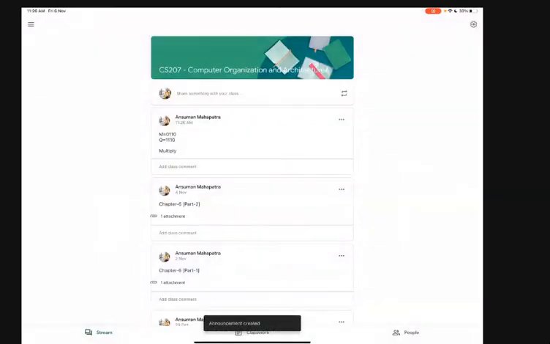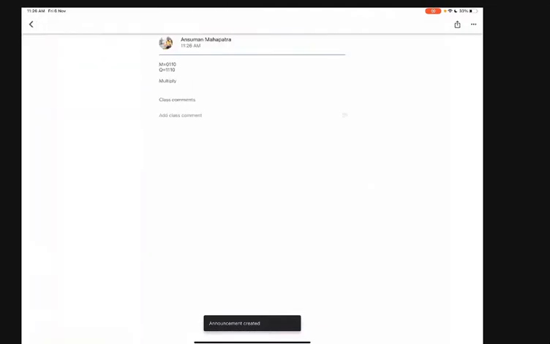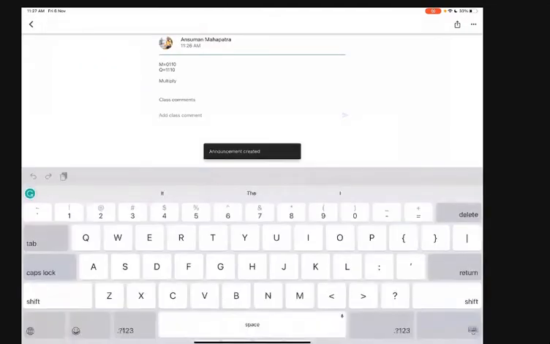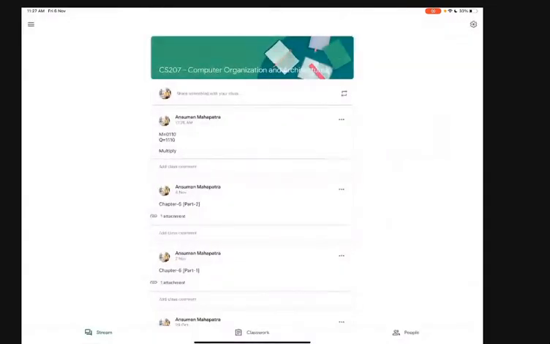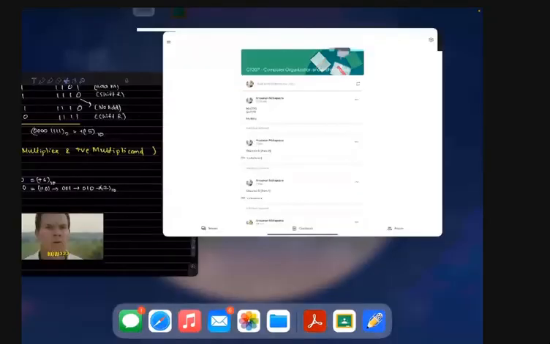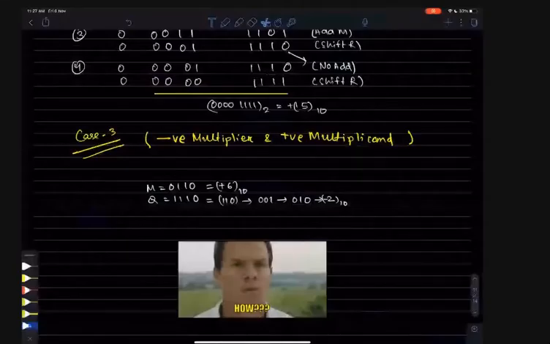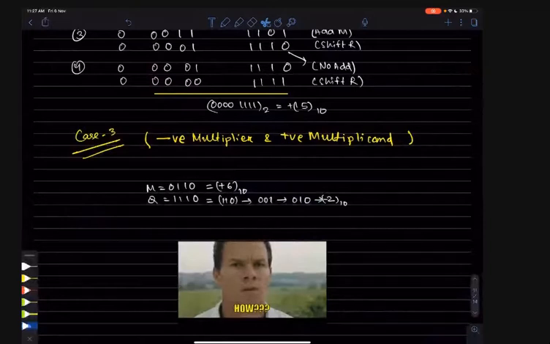So just solve it on your paper and then comment it here. Whoever comments it correctly first will get 5 marks in CT2. So you have to attend only 15-mark questions in CT2.